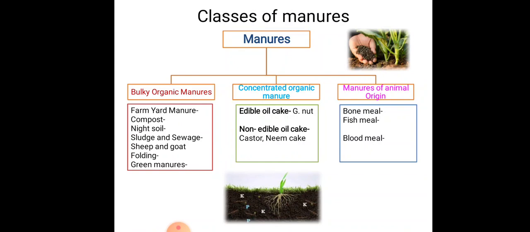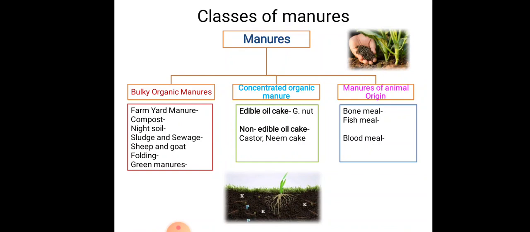First of all, bulky organic manures, concentrated organic manures, and manures of animal origin. These are the classes, or the classification, of the manures, the different sources from which the manure is obtained. First of all, we see the bulky organic manure.